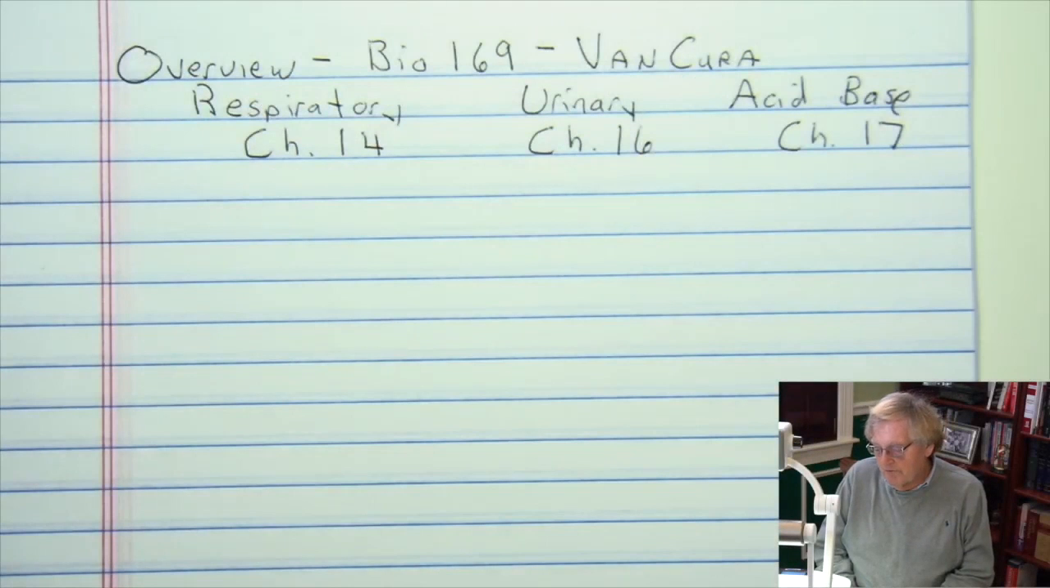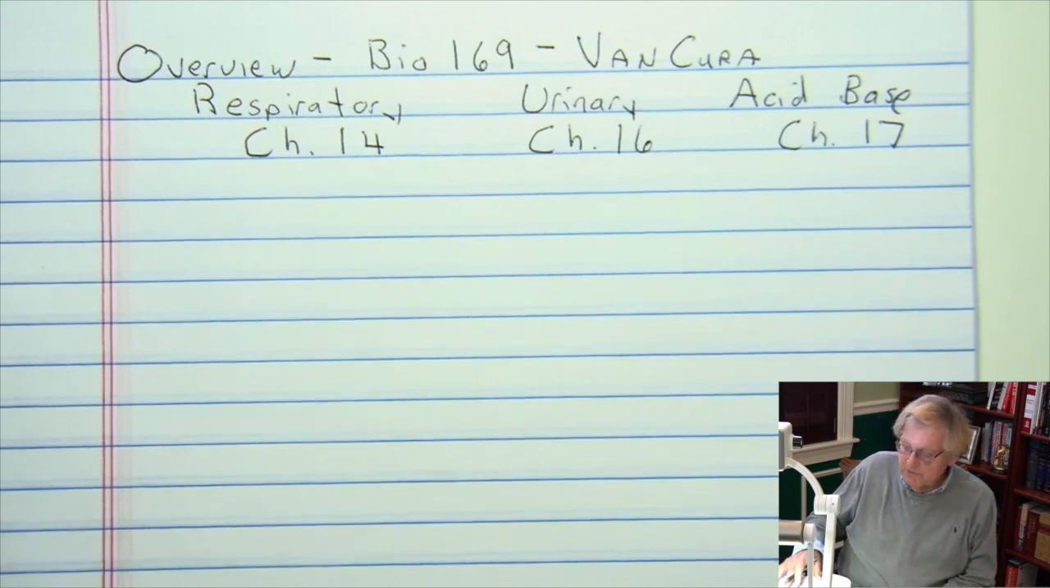Today we're going to do an overview of three chapters. The respiratory chapter, which would be chapter 14, the urinary chapter, which is chapter 16, and acid-base, which is chapter 17. And of course, those are referring to your textbook. You can use your textbook and also the online McKinley second edition, which you can access through your Blackboard. So let's start out with the respiratory system.